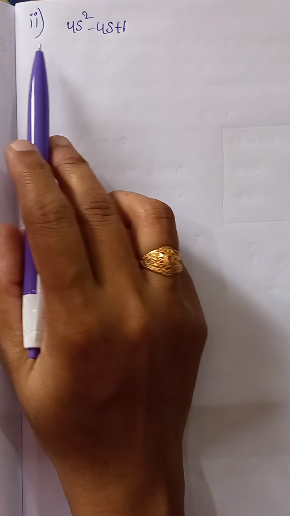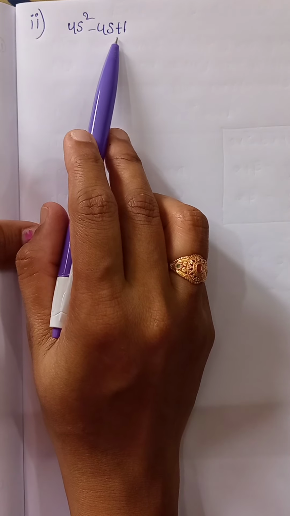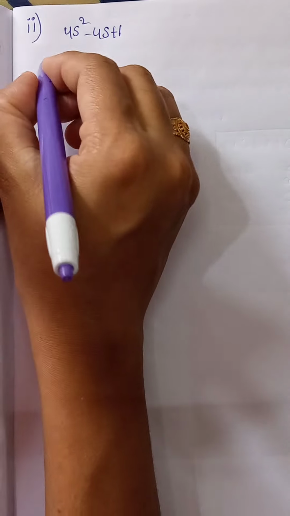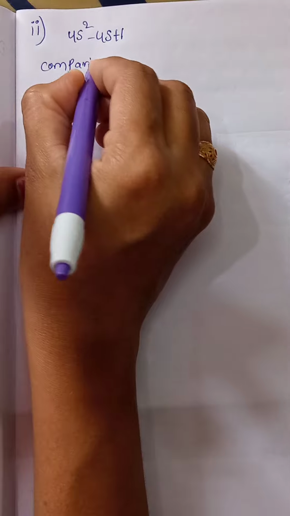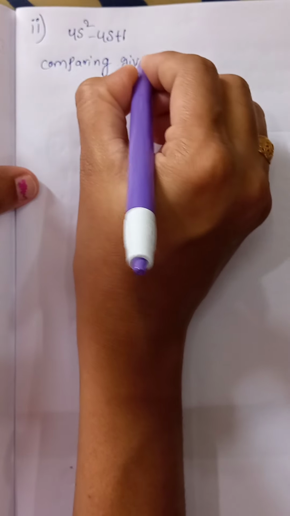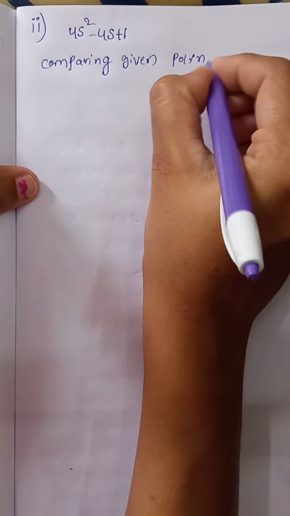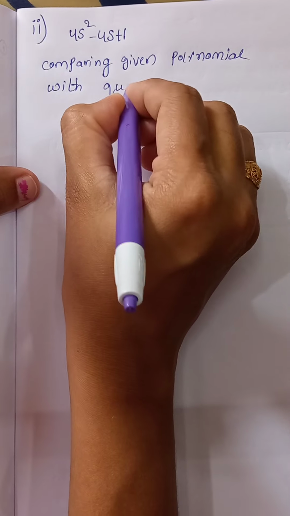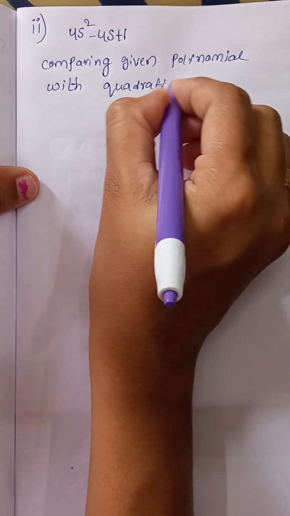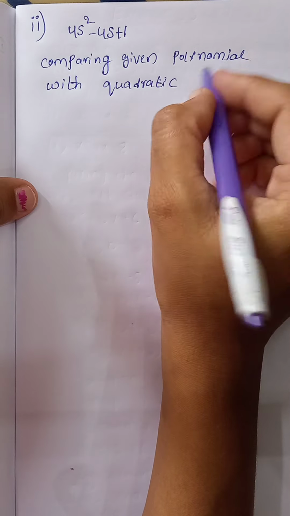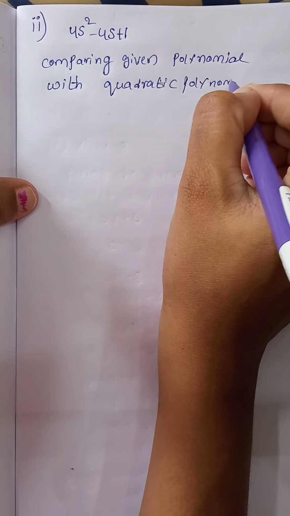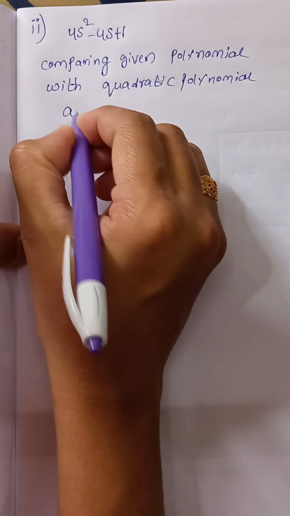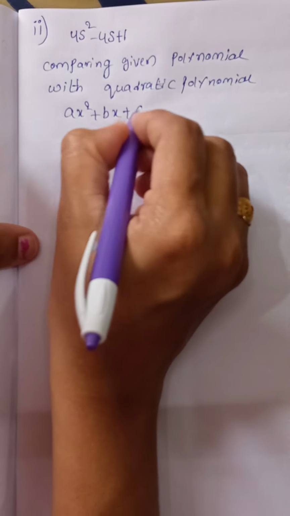Now move on to the second problem, that is 4x square minus 4x plus 1. Okay, comparing this given polynomial with the general form of a quadratic polynomial, that is ax square plus bx plus c.